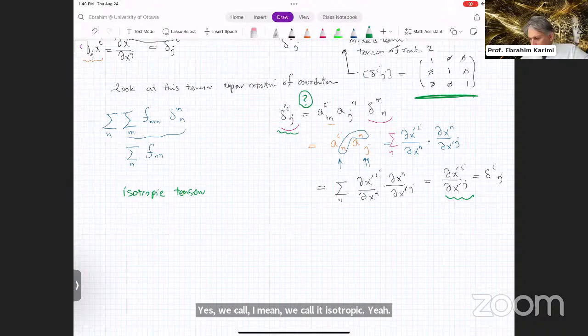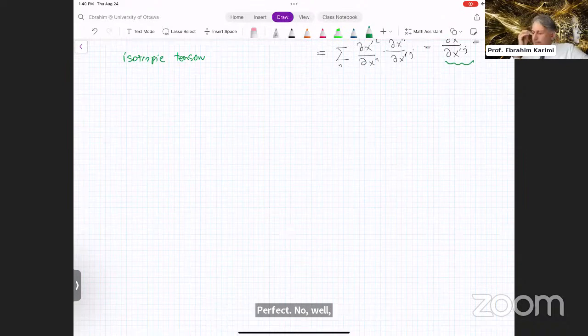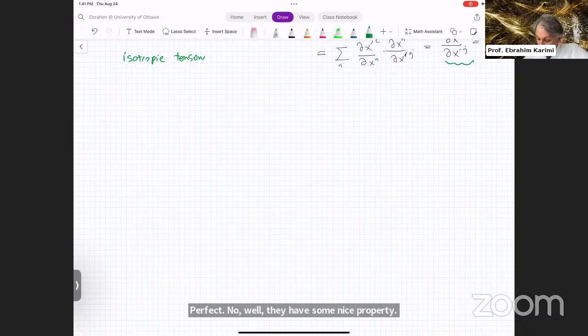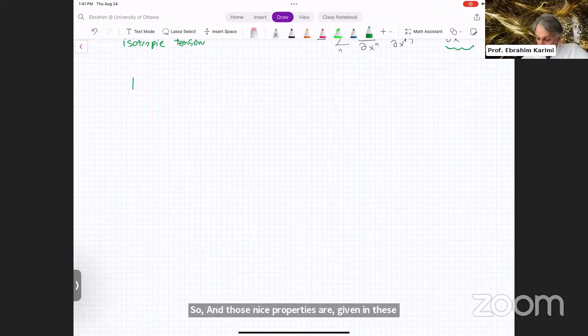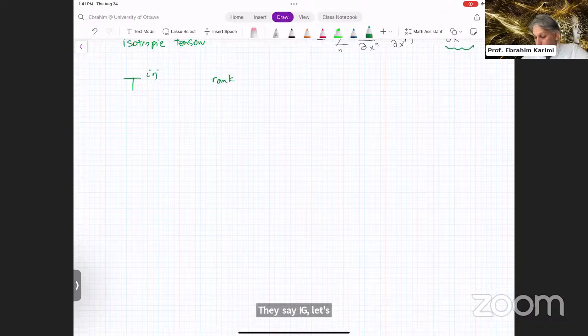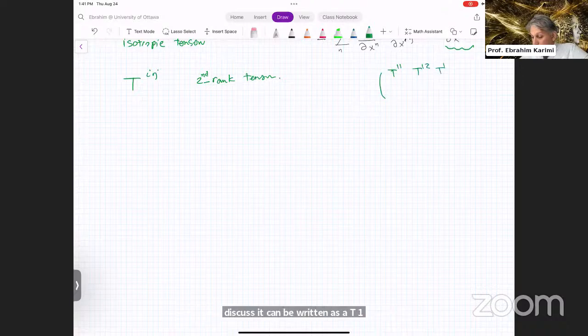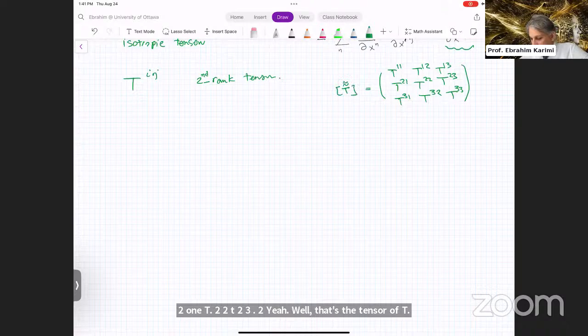Now, tensors have some nice properties, and those nice properties are given in this formalism. If I have a tensor T, let's say Tij, a rank 2 tensor, then this tensor has certain components, as we discussed. It can be written as T11, T12, T13, T21, T22, T23, T31, T33, and that's the tensor T, with the components expanded in this formalism.